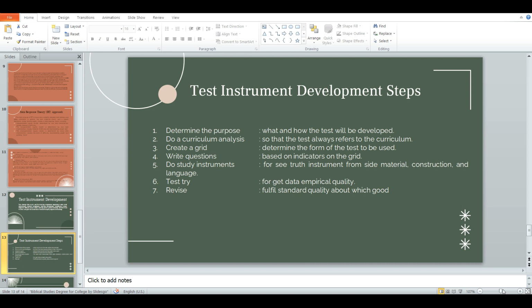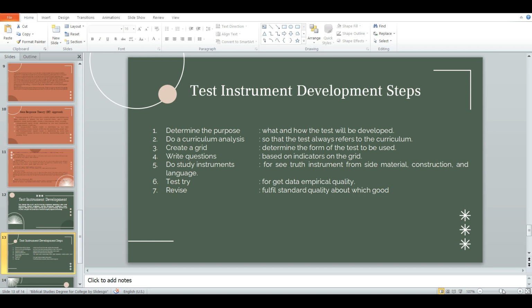Next is test trial to get empirical quality data. This test can be carried out on some students so that from the result of this test, data is obtained that is used as a basis for analysis of reliability, validity, level of difficulty, pattern of answers, effectiveness of distractors, discriminating power, and others. If the test kits that have been prepared do not meet the expected quality based on the result of the trial, a revision of the test instrument is carried out.